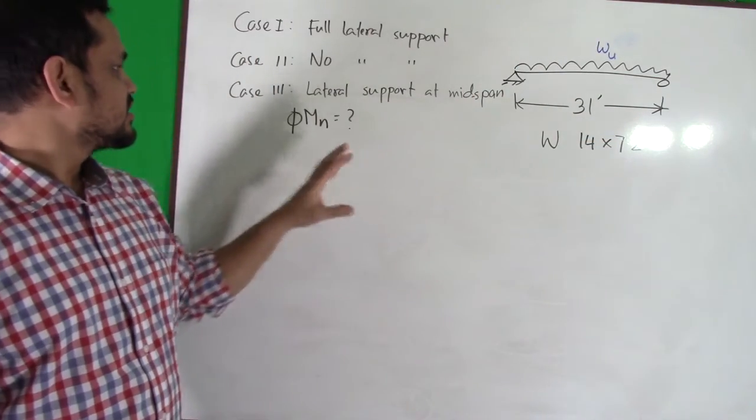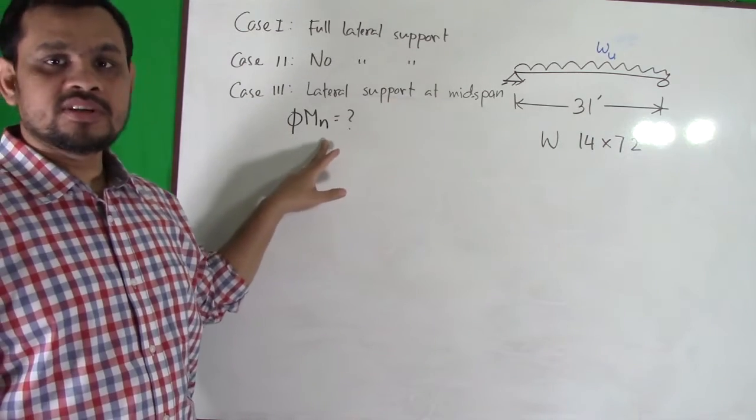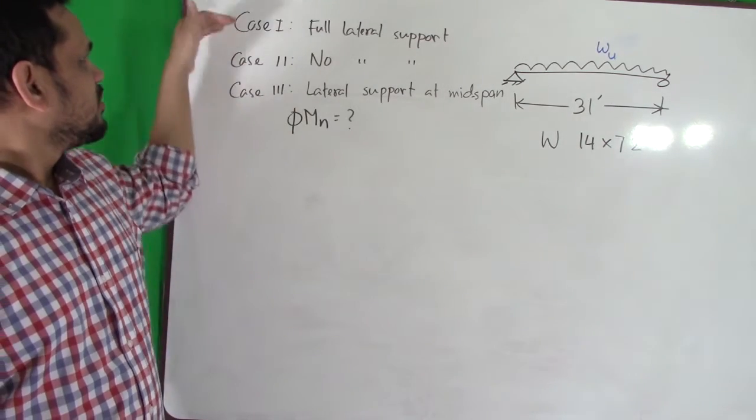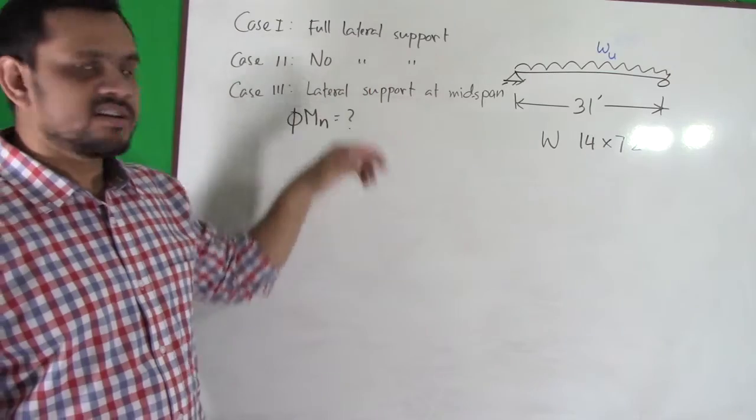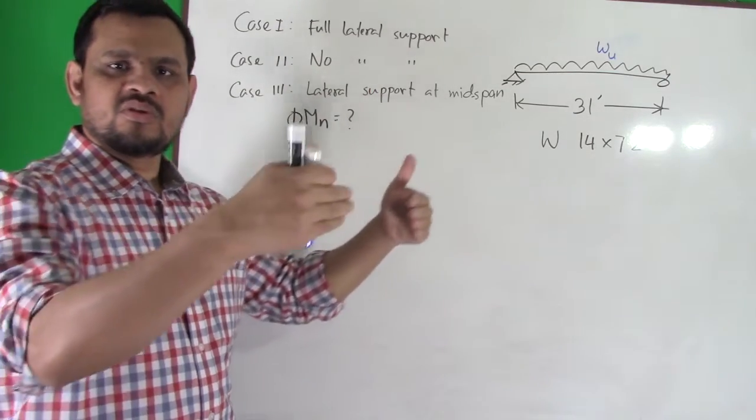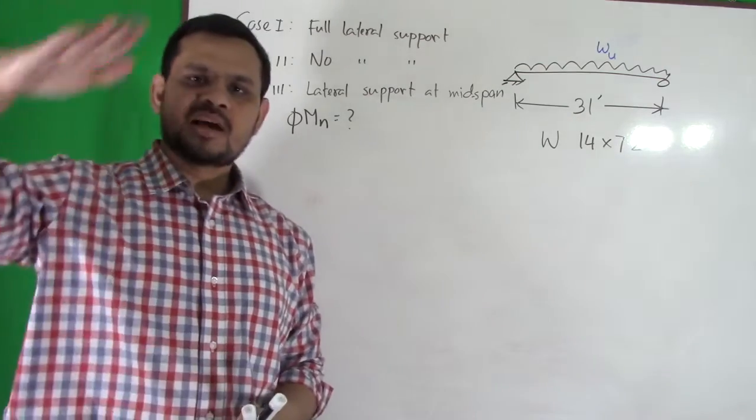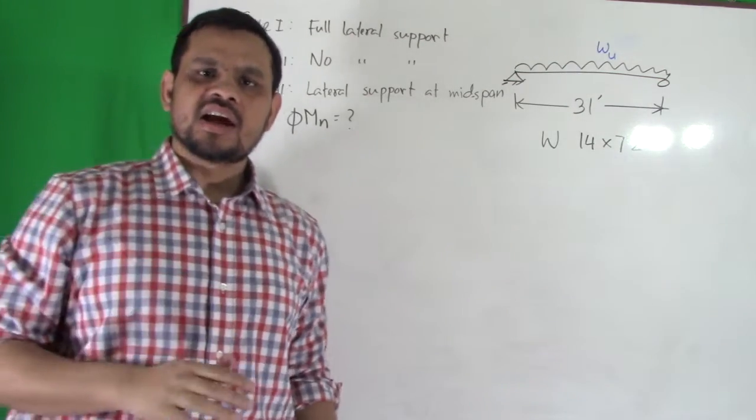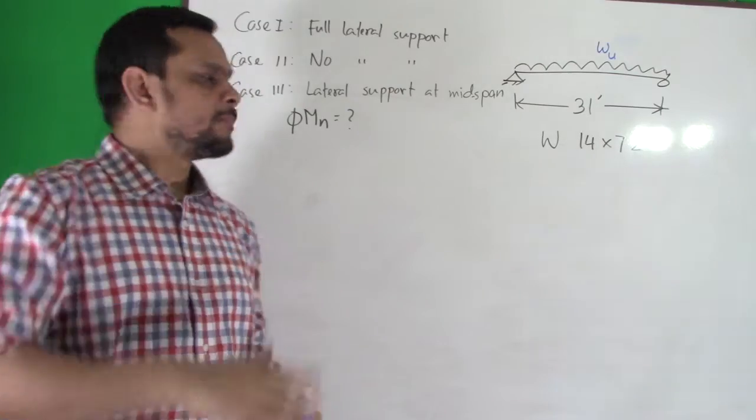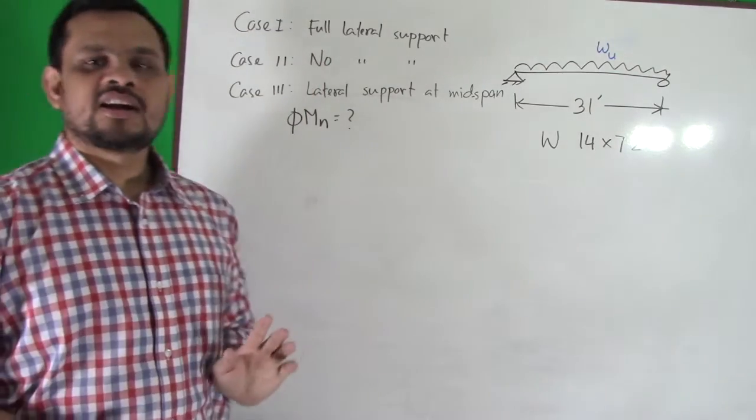The question is asking what is the capacity of this beam? For case number 1, full lateral support. That means this beam is continuously laterally supported. This is possible if there is a slab on top that is connected so that my beam cannot move. So case number 1 is full lateral support.